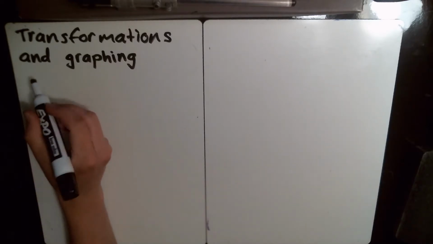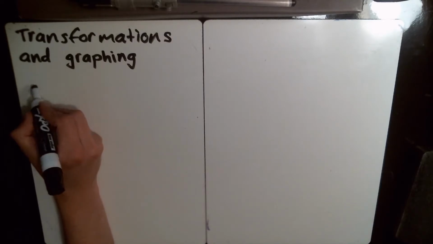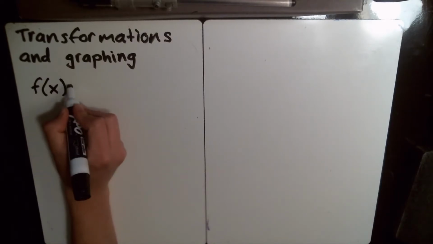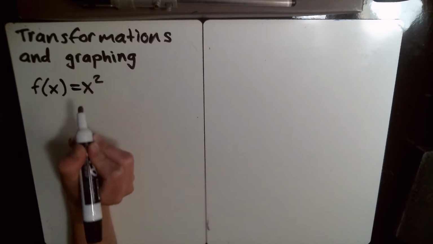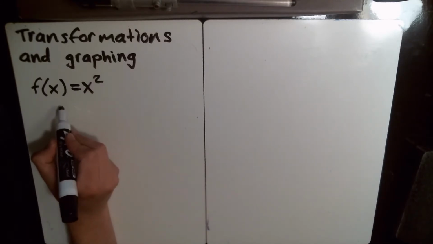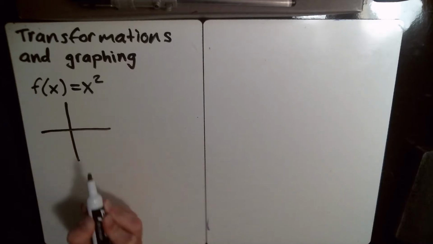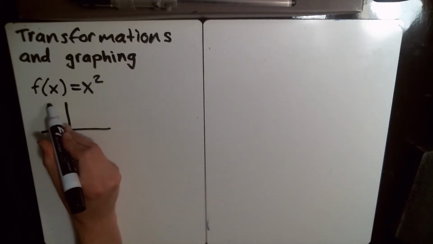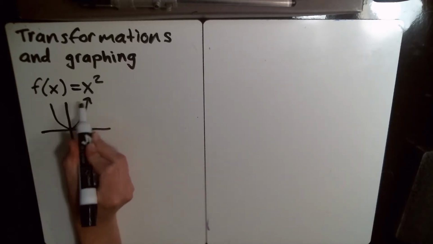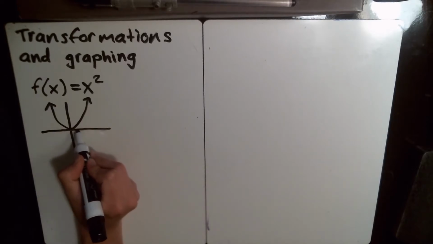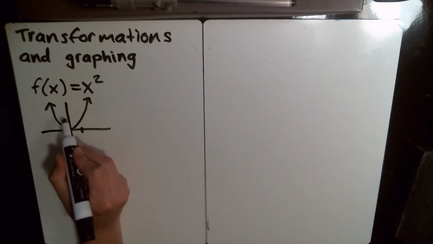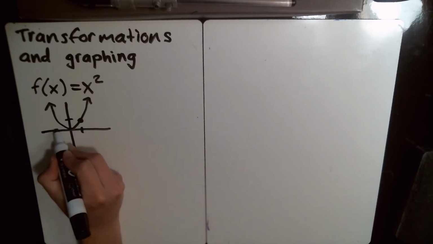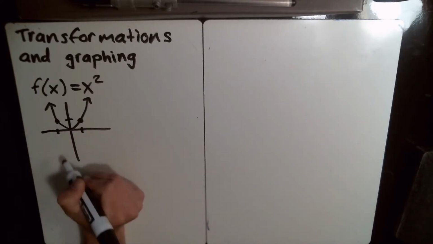Okay, so some of the basic graphs that we have are f of x is x squared. This looks like what? Well, it's a parabola. It goes over one, up one, right, to get on either side of the vertex. That's our standard x squared graph, okay?